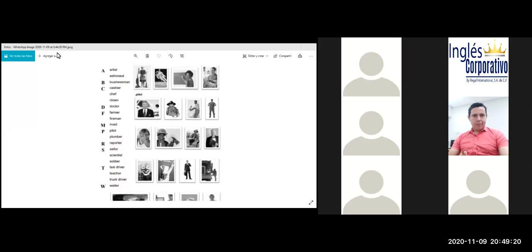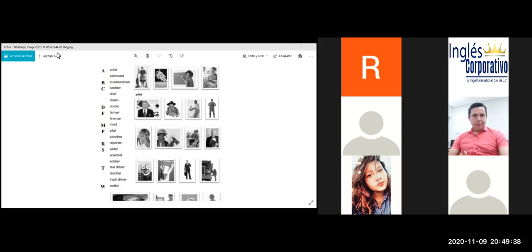I don't listen well. Therefore, I don't listen clear. I don't see clear the picture. Cashier, maybe. Cashier. And number five is a pillow. Pillow. Yeah. Yes. Number six. Six. Let me see. Is a fireman? No. No. Fireman. Artist. Maybe. Artist.